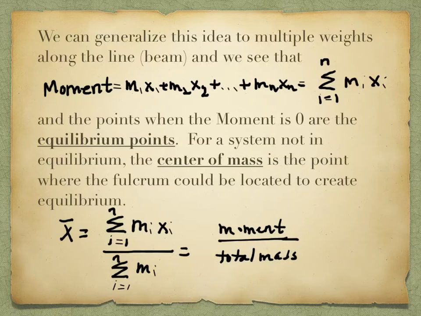And the point where we get this moment to be 0 would be an equilibrium point. And for a system that's not in equilibrium, this would be the center of mass. It's a point where we would place our fulcrum so that we would be in equilibrium. And this x bar, this center of mass location, is the moment divided by the total mass.